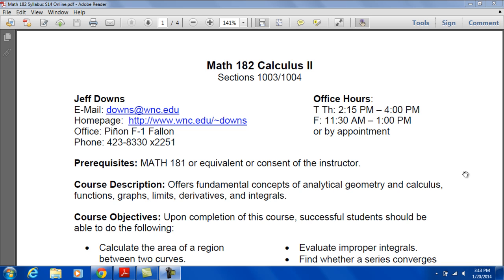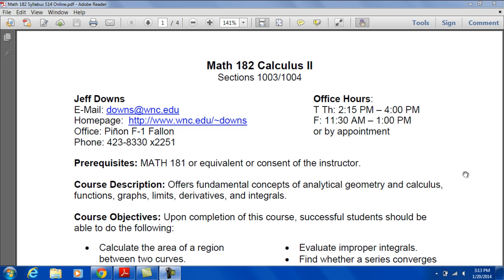So some information here. My email address is downs@wnc.edu. You can also reach me at jeffrey.downs@wnc.edu. My college webpage is listed there, wnc.edu/downs. My office is in Fallon, Pinion F1. My office phone number is 423-8330, extension 2251. And you might need a 775 to call that.